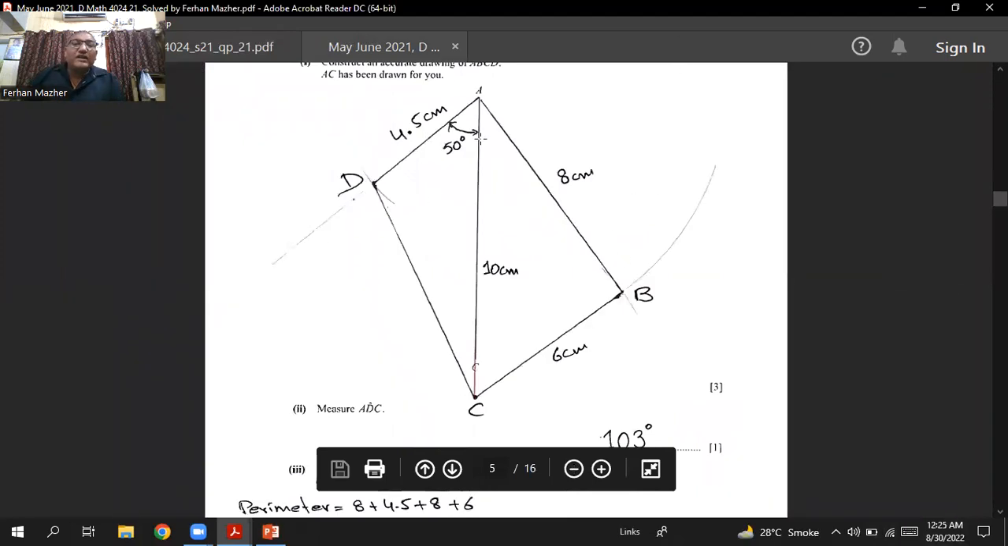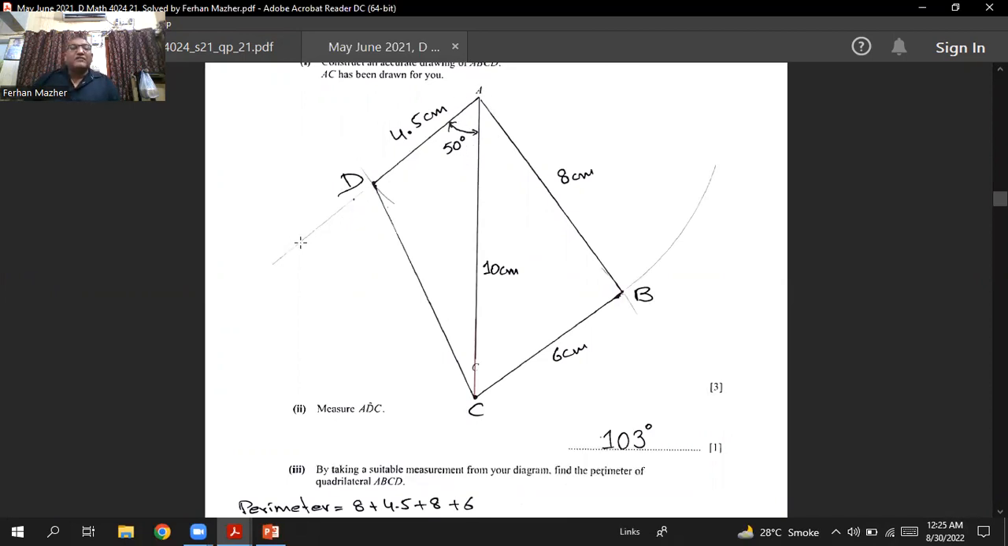So first of all, what I do, this is the AC line, which is 10 centimeter long. I will put my protractor here and I will mark 50 degree. You can see I put a dot there. I will draw a line here. I will open my compass 4.5. I will take A as the center, means to put the needle of the compass here, and I will mark an arc, and when it will cut this angle line, that is the point D. So this is 4.5 centimeter.